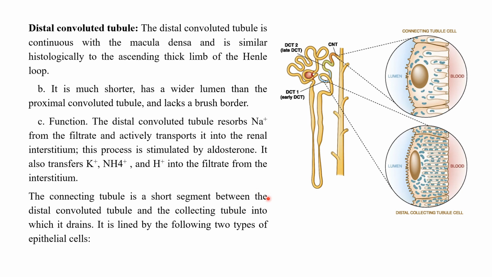The connecting tubule is a short segment. So this is the CNT, the connecting tubule. This is the short segment between the distal convoluted tubule and the collecting tubule. So this is the collecting tubule, the major collecting tubule, and this is the distal convoluted tubule. There is a small neck-like structure called the connecting tubule, which connects the distal convoluted tubule to the collecting tubule, and is lined by two types of epithelial cells.